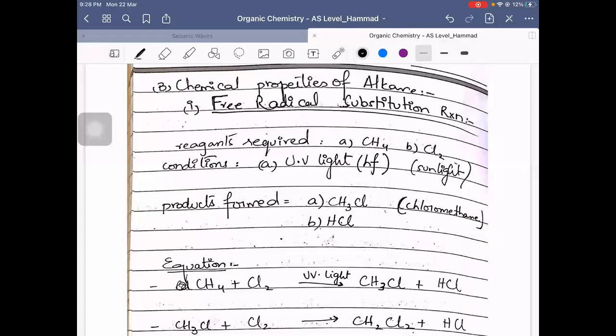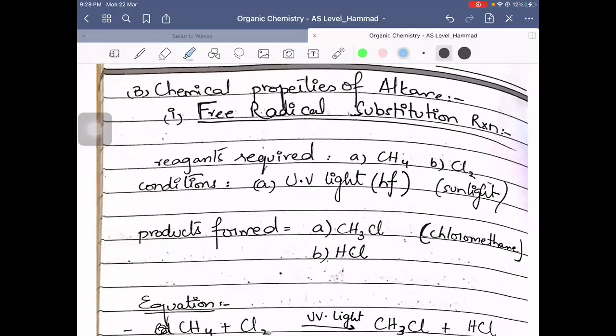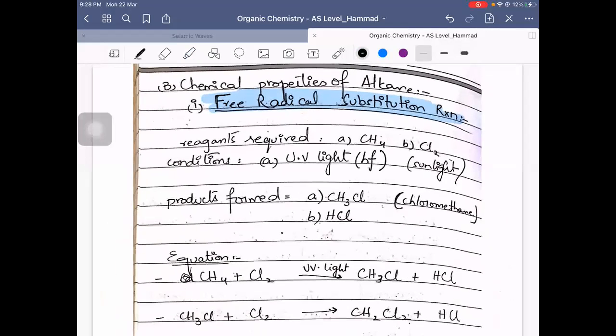Chemical properties of alkanes. By chemical properties, I simply mean the reactions that alkanes will undergo. Alkanes will undergo free radical substitution reactions. Let's say I'm taking an alkane, methane, and chlorine gas. My conditions required are UV light, or you could say sunlight. Sunlight provides you with UV light, by the way. The products formed would be chloromethane and HCl gas.